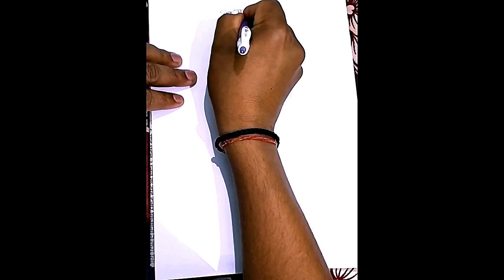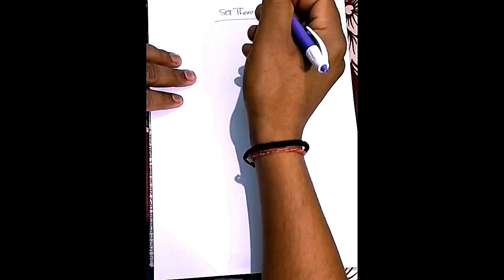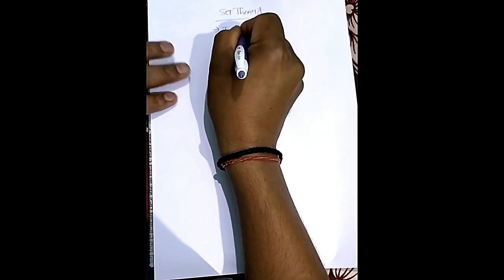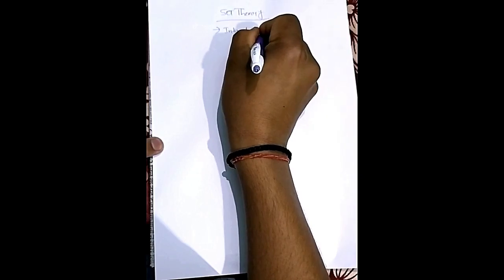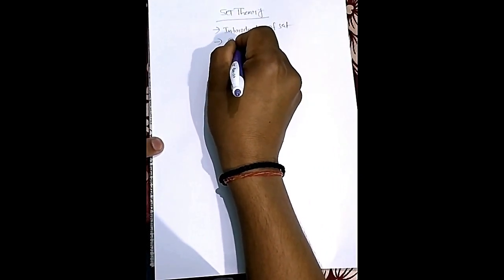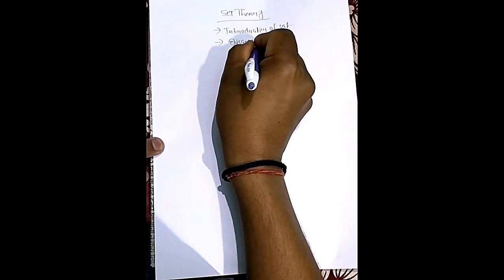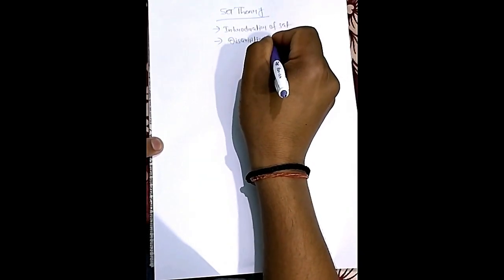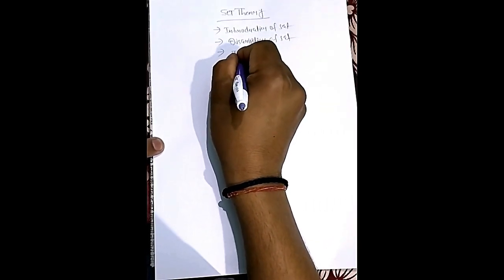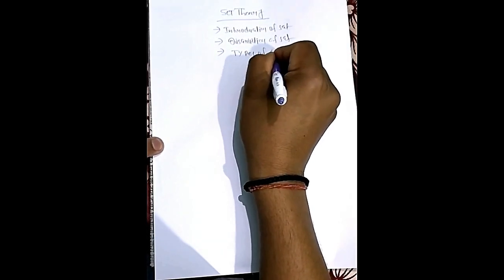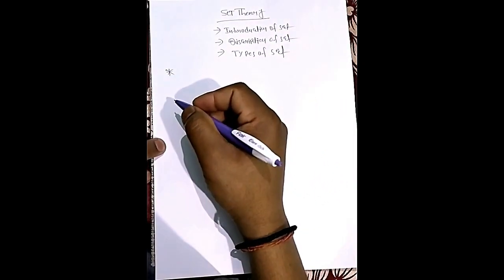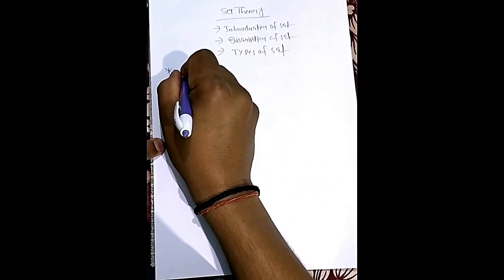Set theory. We discuss three parts: first, introduction of set; second, description of set; and third, types of set. Now first we are going to discuss the introduction of set.